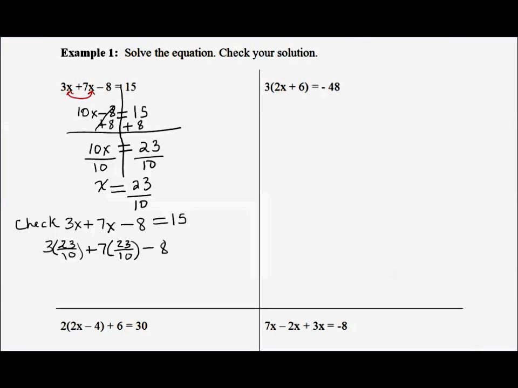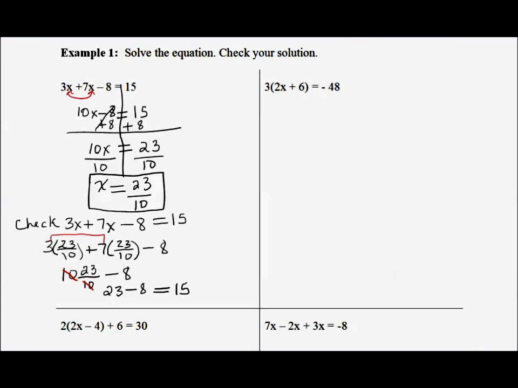Okay, I can add these two, and that will give me 10 and 23 over 10 minus 8. Well, I can simplify this fraction. 10's cancel out, leaving me with 23 minus 8, which is indeed 15. So that lets me know that my answer was correct. Now, like I said, I'm not going to check all of these because it would make this lesson extremely long. So let's just move on to the next one.